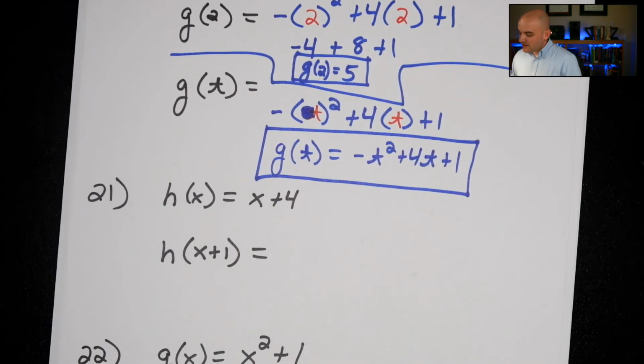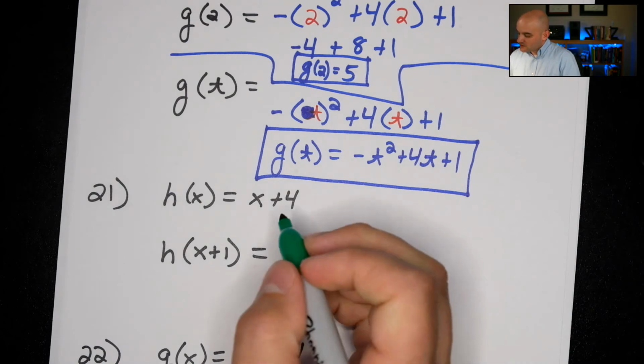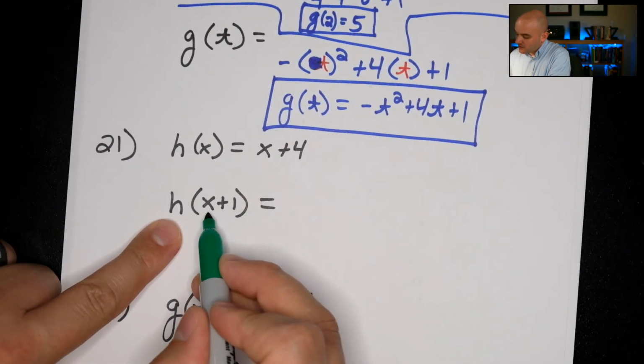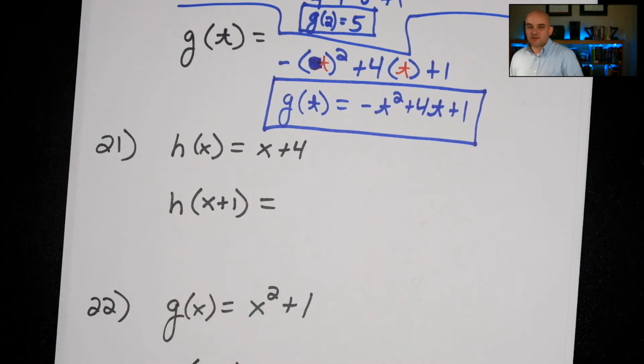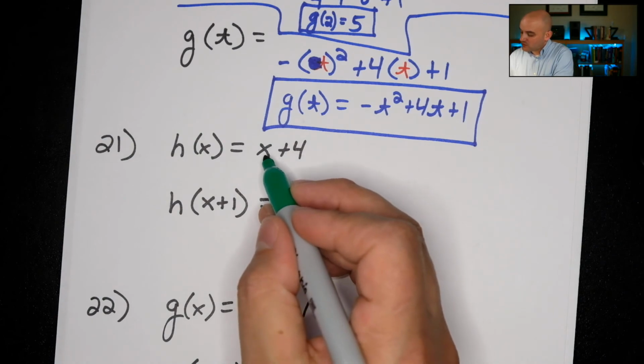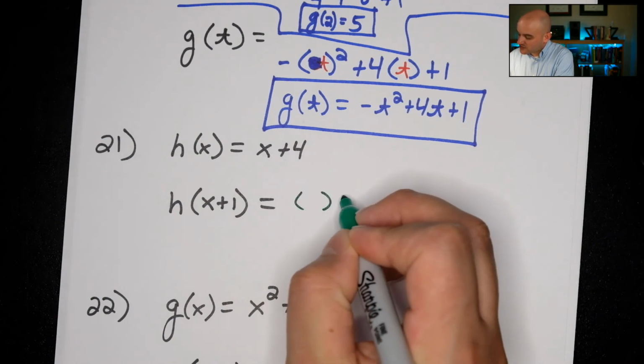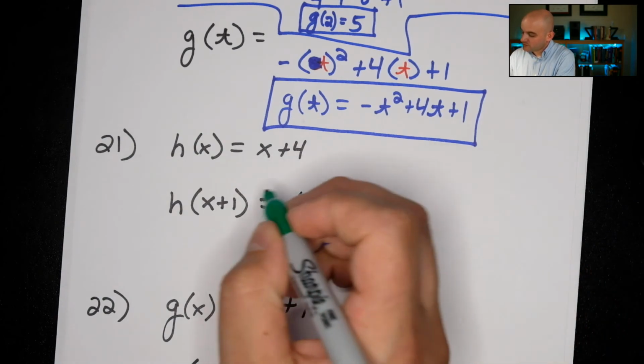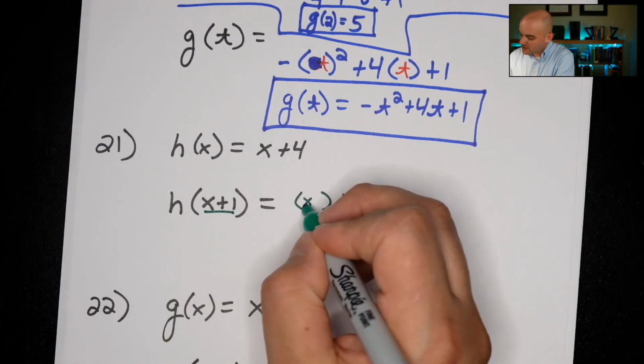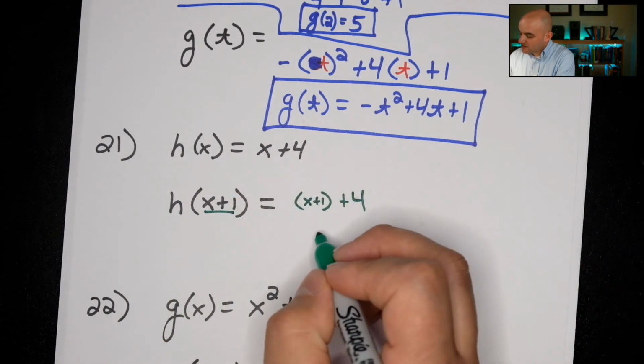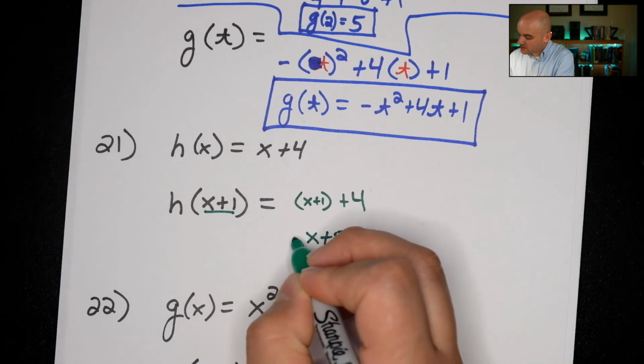Let's look at the h of x equals x plus 4. So they want us to evaluate h of x plus 1. Now be careful with this. This is where a lot of students will mess up, okay? So everywhere I see an x, I'm going to put a set of parentheses. And then I'm going to substitute x plus 1 in there.